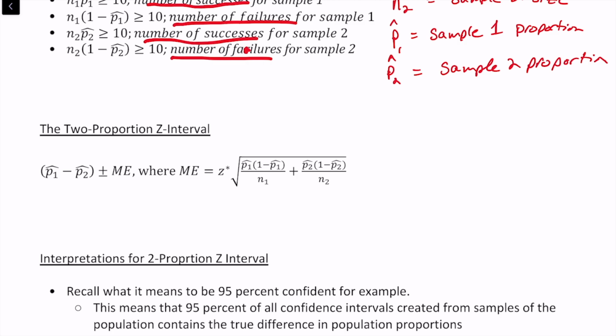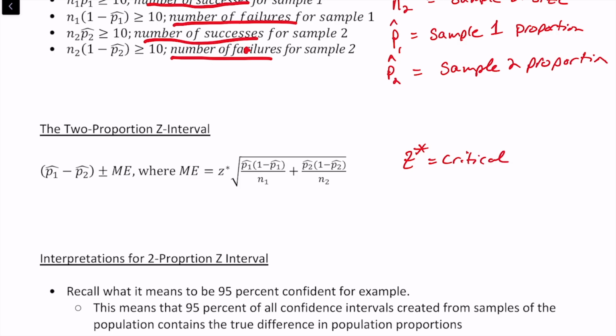So what's the two proportion Z interval? We start off by taking P1 hat minus P2 hat. That's the center of our interval, called a point estimate. Then we add and subtract the margin of error. This margin of error, I'm not going to lie to you, is a nasty little formula. What you do is take Z star. Remember, Z star is our critical Z-score.